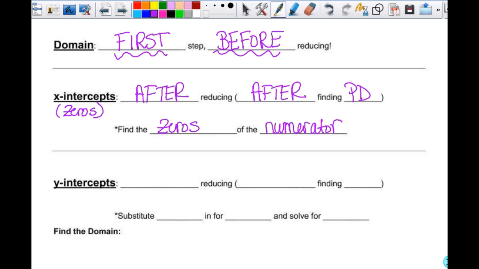So the y-intercepts, which are also done after reducing, which means it's after point discontinuity. And just like every y-intercept you have ever found, should not struggle with that. You substitute 0 in for what? X, and you solve for y. Every time.